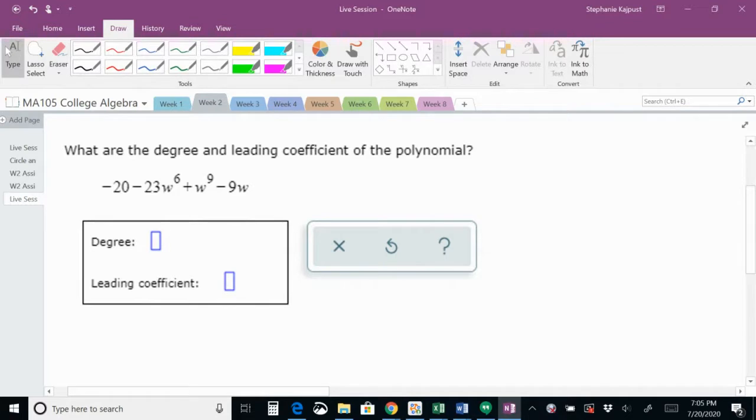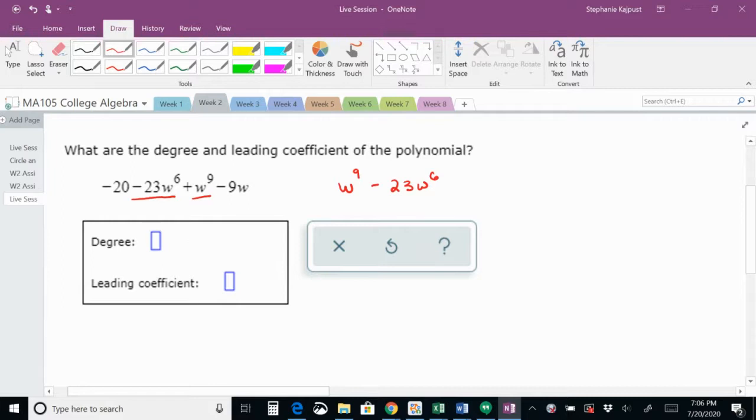So this is a polynomial, and traditionally we write these so that your highest exponent is first, and then you count down with your exponents. So we would rewrite this. My highest exponent term is w to the 9, so I'd actually write this as w to the 9 first. Then I have this negative 23w to the 6. So that would be the next term.